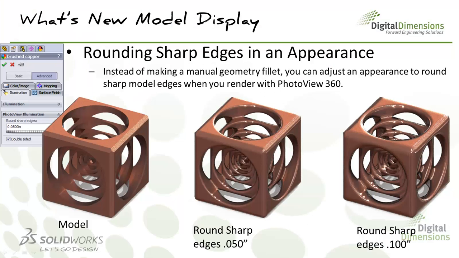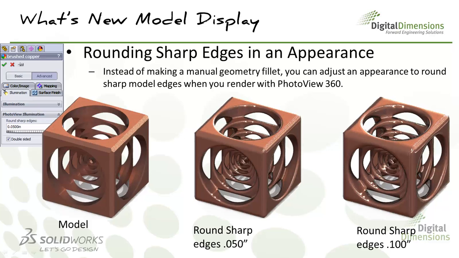The next great enhancement that they added for model display and appearances, specifically rendering, is now the ability to round sharp edges in a rendering. Okay, so on my actual model, there are no fillets. But if I wanted to soften up my render, I can go into the Appearance Properties, hit the Advanced button, check out the Illumination tab, and underneath PhotoView Illumination, there's this new Round Sharp Corners option. And it allows you to plug in a value for a fillet size.